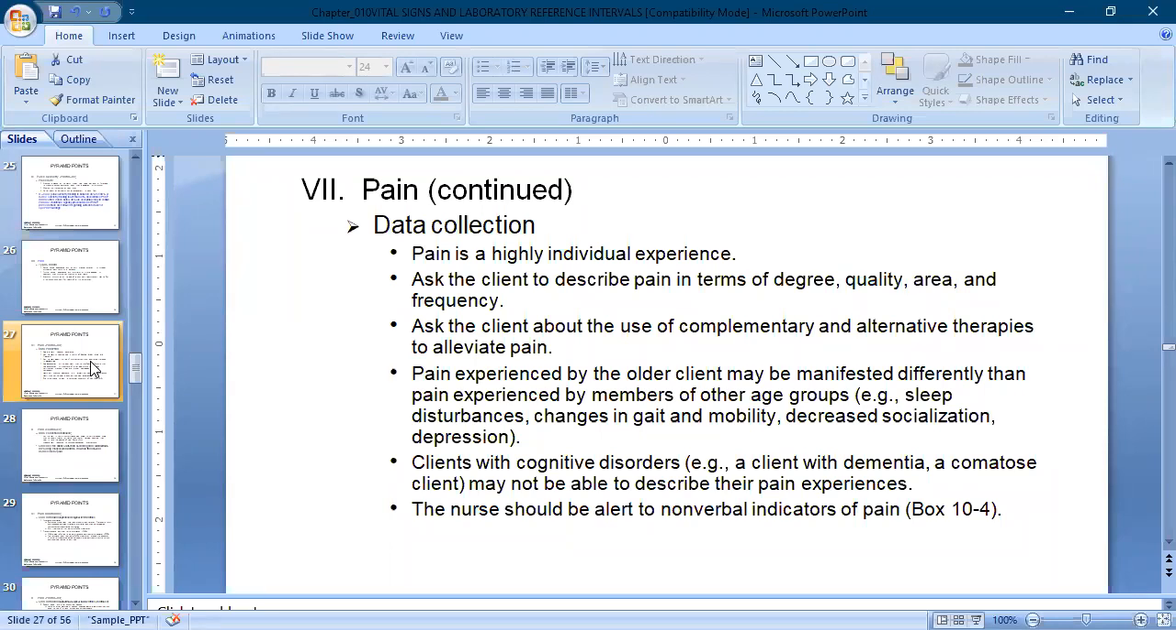So now let's go to data collection for pain. When we measure the pain, we use a pain scale from 0 to 10. 0 means no pain and 10 means worst pain, severe pain. For children or a client with a language barrier, we use the face pain scale, right? Face pain scale, we said.